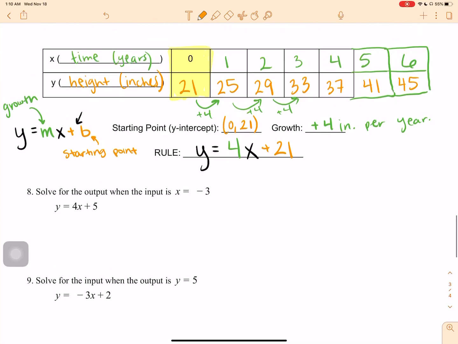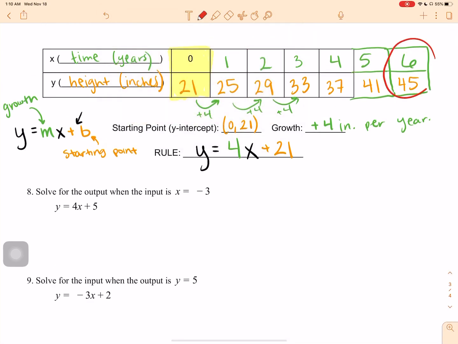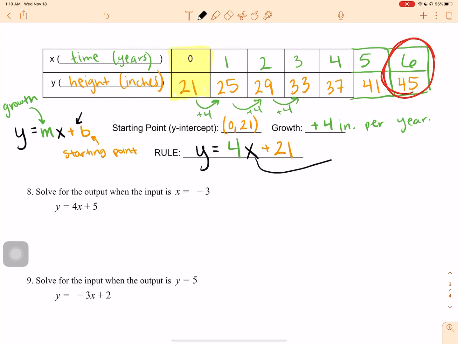Now, since we wanted to know at 6 years, if we know that x is representing the years, we could have always plugged in a 6 for the x, the number of years. So then we get y equals 4 times 6 instead of the x there, plus 21. So whenever we simplify this, we get y equals 4 times 6 is 24, plus 21.